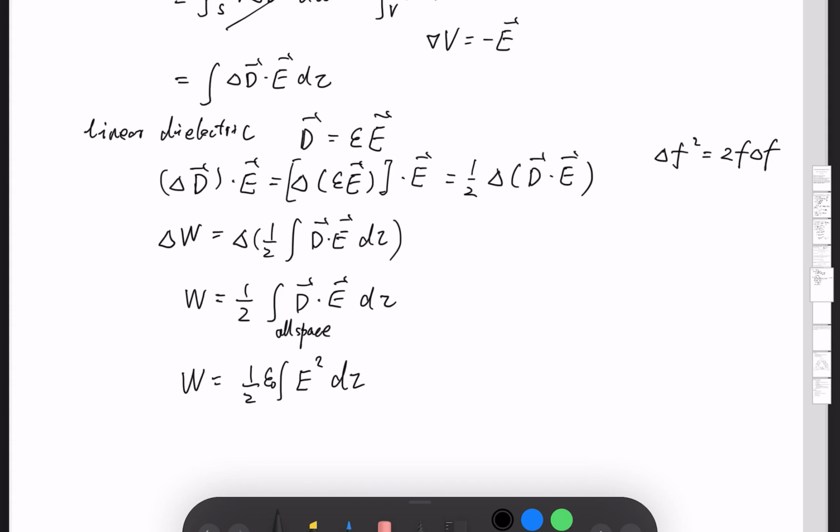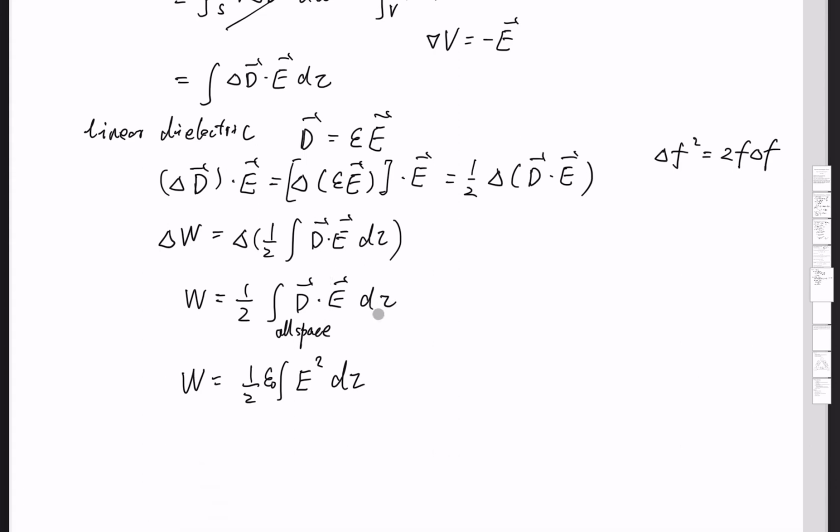In reality, these two expressions are both valid, but they are referring to different things. The first one is referring to the work that's needed to bring in the free charge piece by piece, and you observe how the bound charge will distribute itself accordingly when you add up the free charge. And the second one is to build up simultaneously both the free charge and the bound charge.